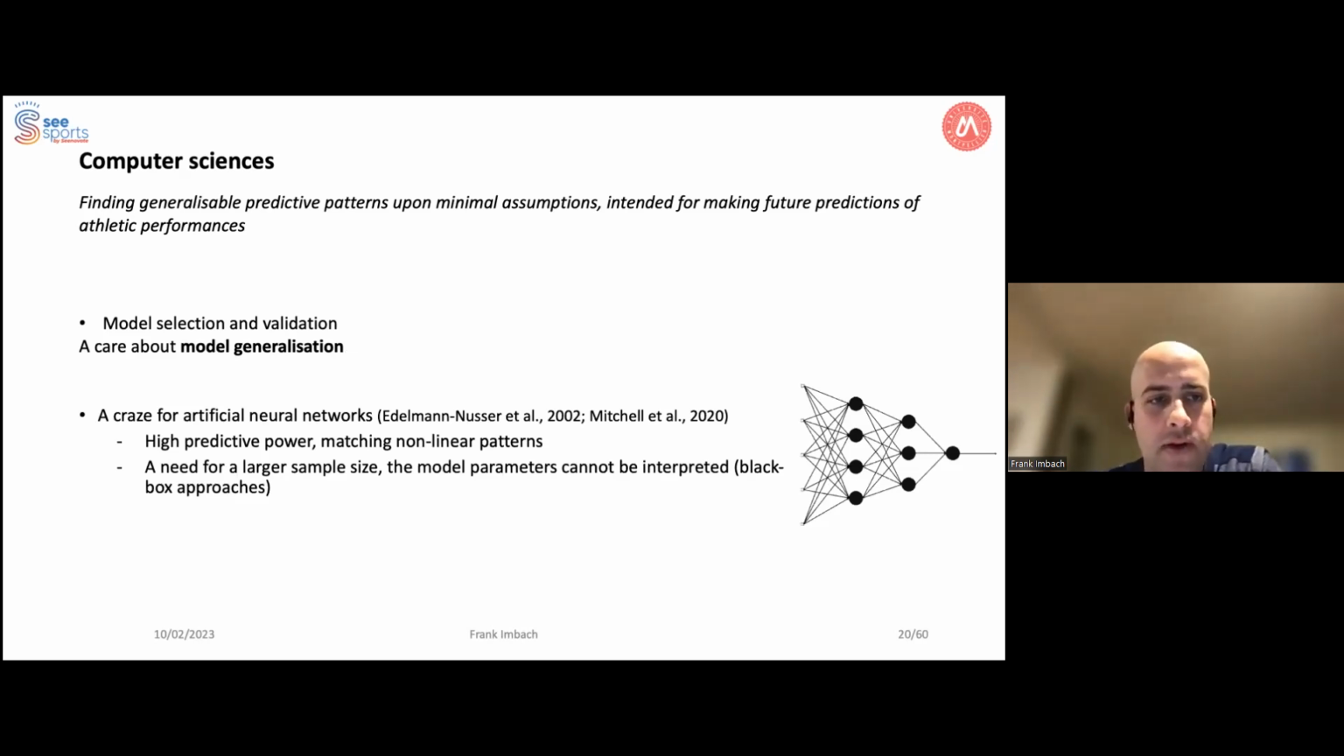And we also have a craze for artificial neural networks. For example, I just cited the first one in 2022 and Mitchell in 2020. Such models or model families have high predictive power and can match nonlinear patterns, but also need a larger sample size, and the model parameters cannot be interpreted. These are black box approaches.